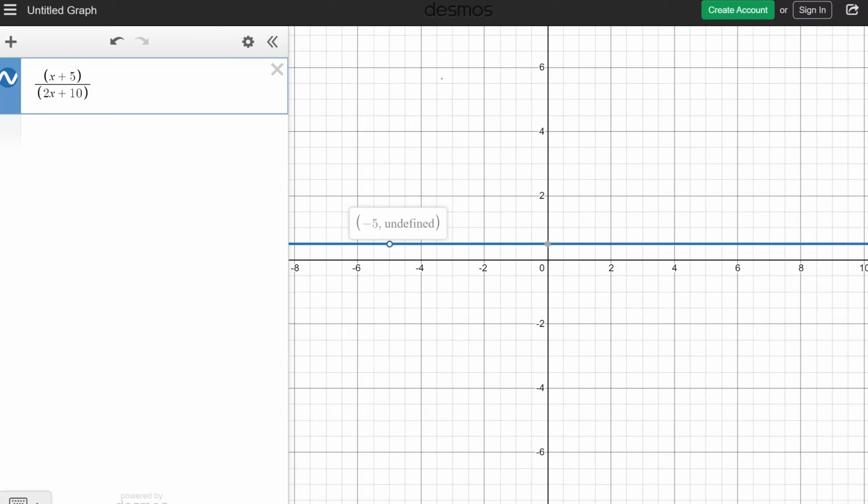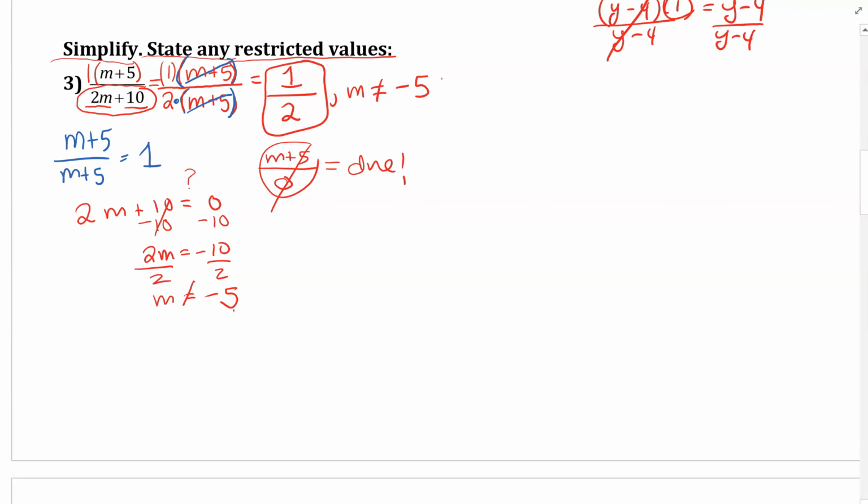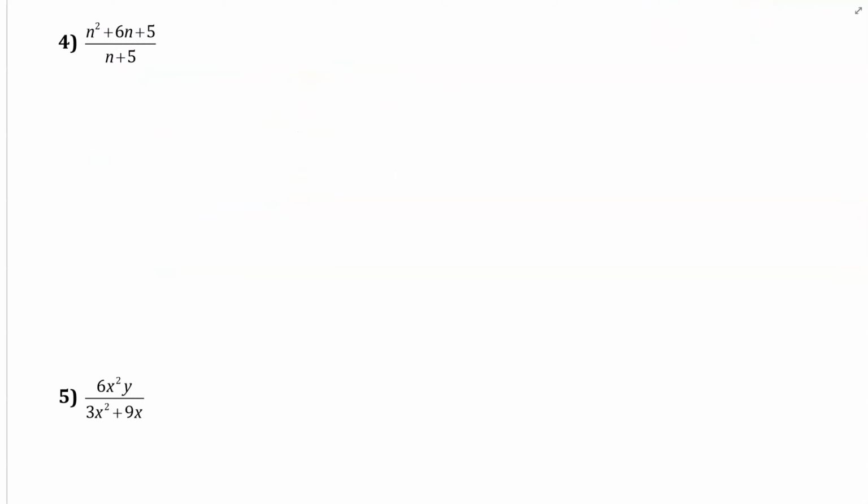The y value just doesn't exist right there because when x is -5, then I end up dividing by 0, and y doesn't exist. Y is undefined when you divide by 0. So it's an exception to the rule, right? The rule says all these other y values are 1/2, all the way up and down, except for right there. So it's kind of like a restriction or an exception to the rule, so we have to state it.